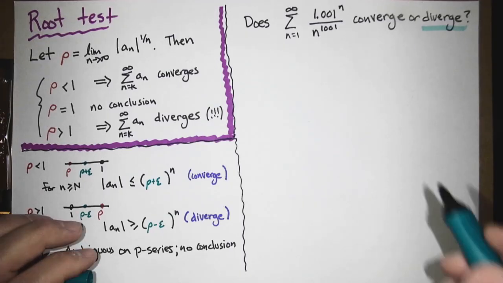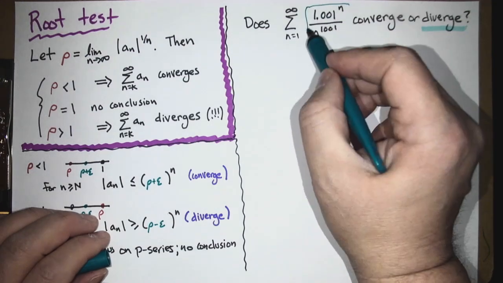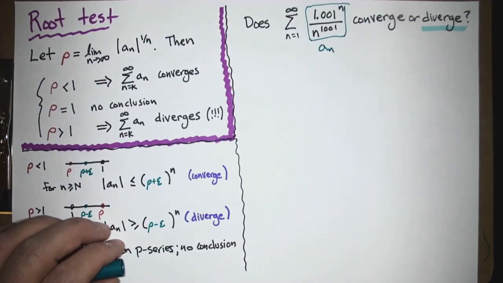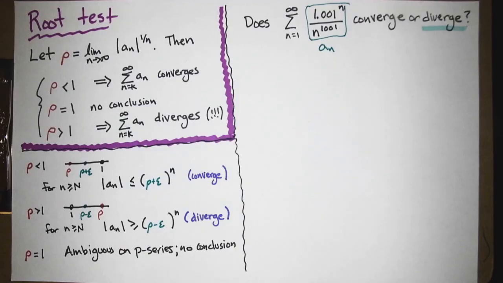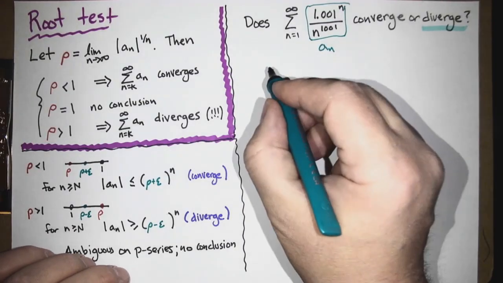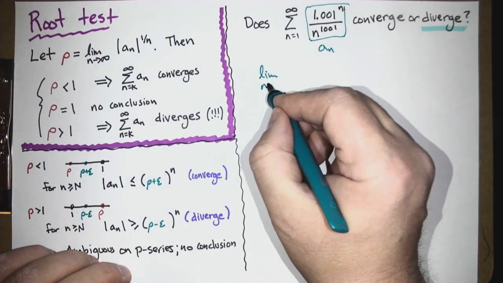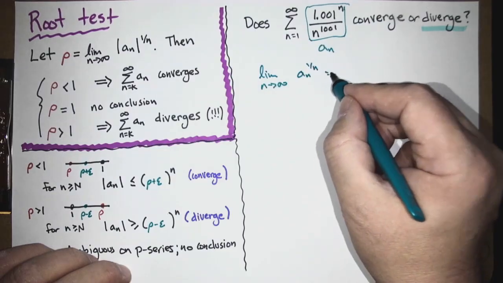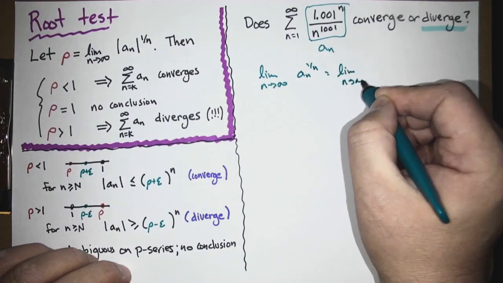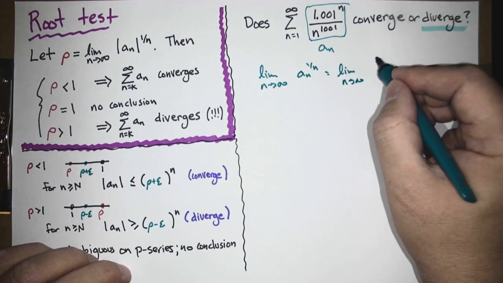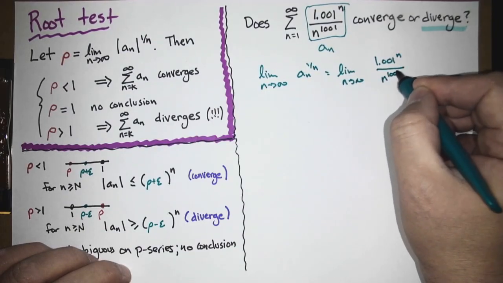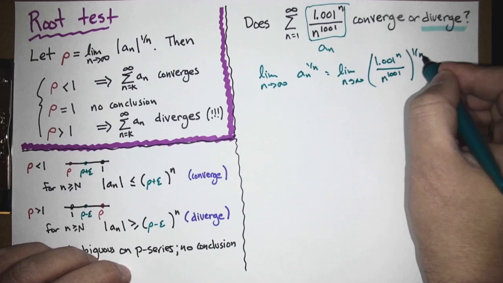Okay, so we're going to channel our root test. Why? Because it's right there. Why wouldn't we? So here's our a sub n. Everything's positive. We're being optimistic. Life is good. Okay, so we're going to take our limit, n goes to infinity, of a_n to the 1 over n. So that's the limit as n goes to infinity of 1.001 to the nth power, n to the 1001, to the 1 over nth power.